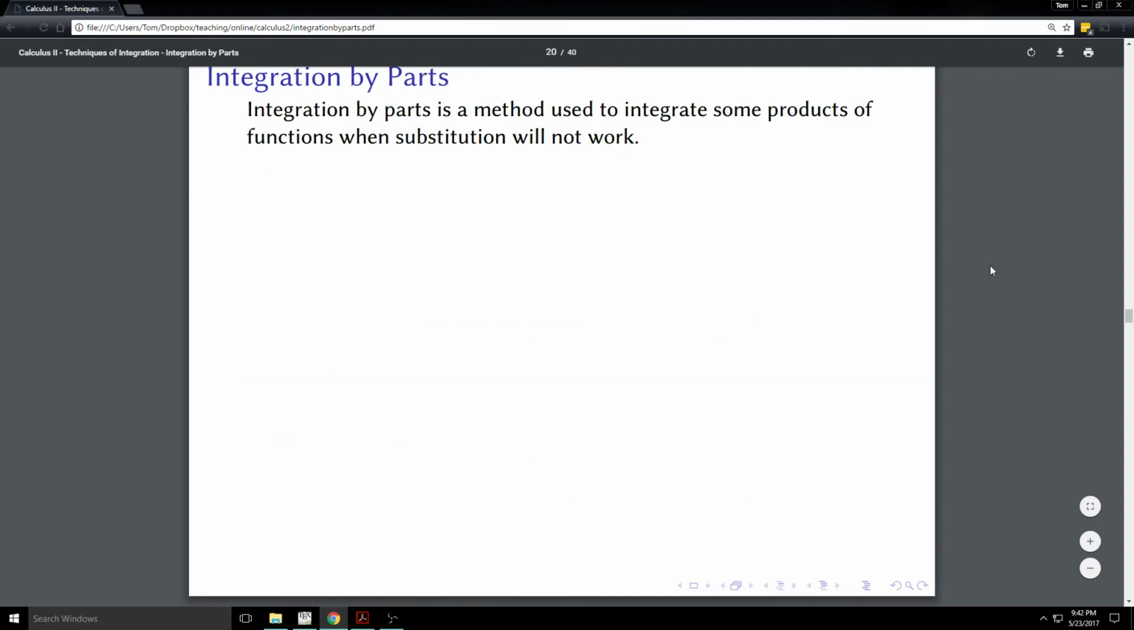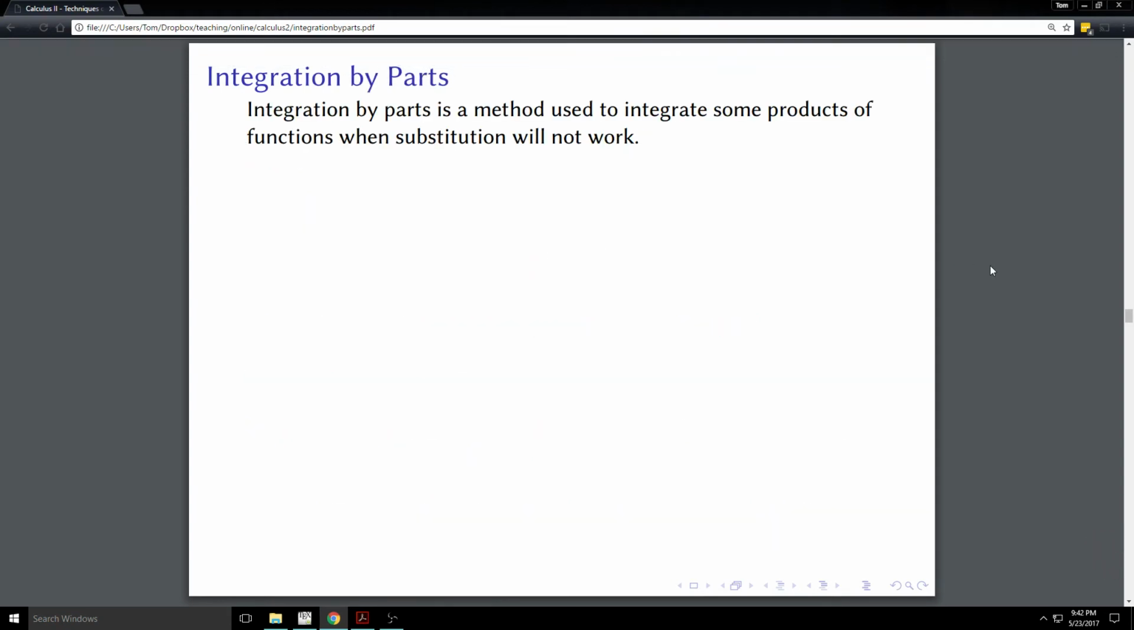So that leads us to something that will work, and that is a brand new technique to us learning Cal 2, and that is integration by parts. Integration by parts is a method used to integrate some products of functions when substitution will not work. It's not guaranteed to work every single time, and so sometimes it won't work. But it allows us to integrate products that we couldn't do by substitution.